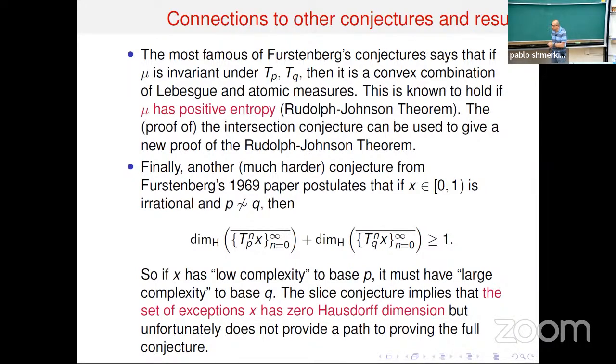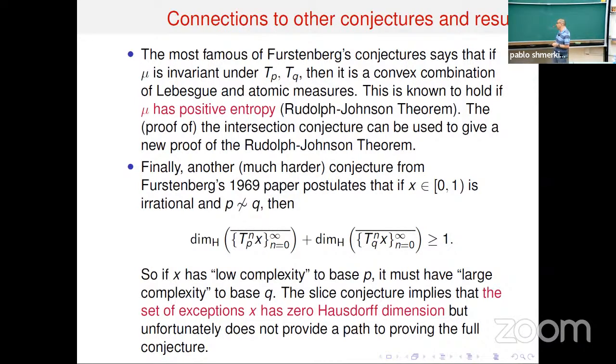And what this measures is the complexity. In some sense, it measures the complexity of the base p expansion of the number x. And likewise, this measures the complexity of the base q expansion of the number x. And these are numbers between 0 and 1. And typically, they are both 1. But this is not a conjecture about typical x, but about every x. So the conjecture says that these complexities sort of balance each other in such a way that if one is too small, then the other has to compensate and be large.